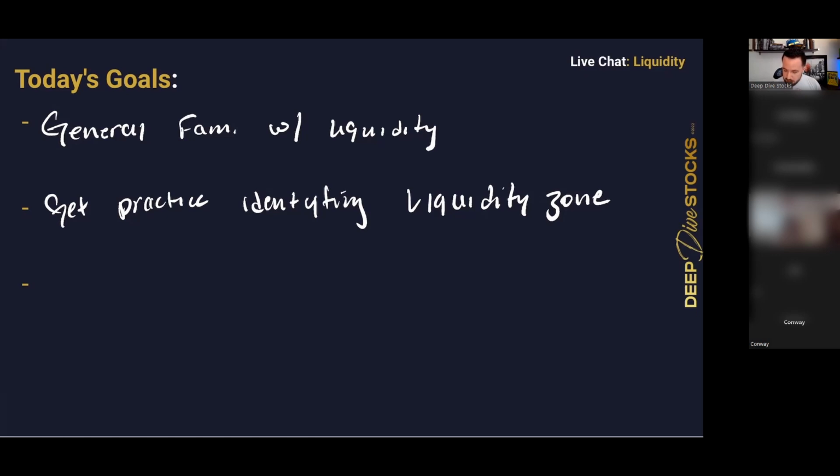Oh yeah, then we're going to look at how, because liquidity can affect the price, right?